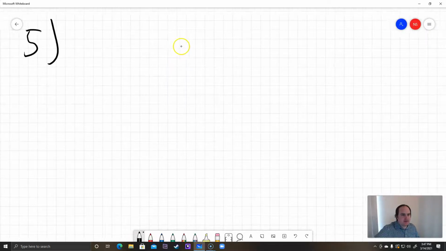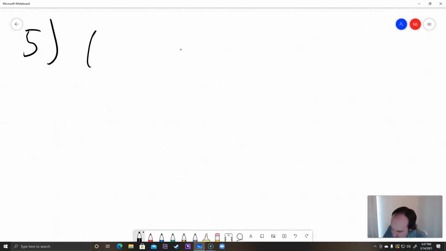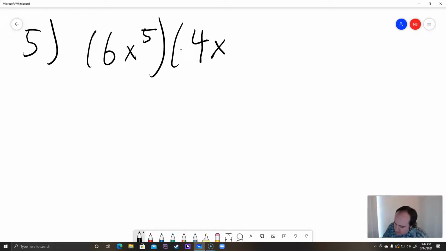Okay, so number 5 is going to be parentheses 6x to the 5th times parentheses 4x. Okay, parentheses 6x to the 5th times parentheses 4x. Okay, so with this one, the main trick is to realize that 6 and 4 are numbers, they're constants, whereas x to the 5th and x, those are variables. So you need to multiply the constants and the variables separately.